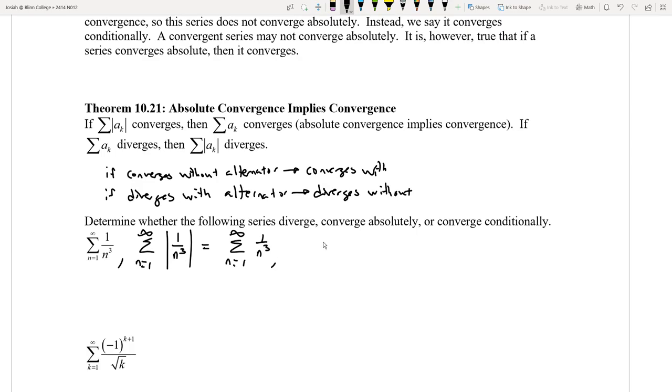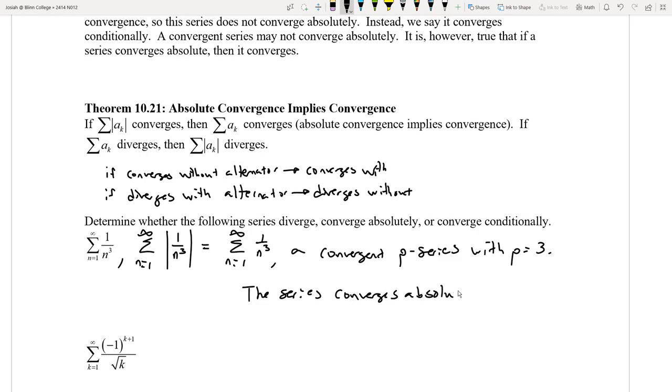So we know if this converges, it should converge absolutely because we did apply absolute values. And this is a convergent p-series. What is the value of p? It's equal to 3. The series, therefore, converges absolutely. So with the absolute values on, it still converges.